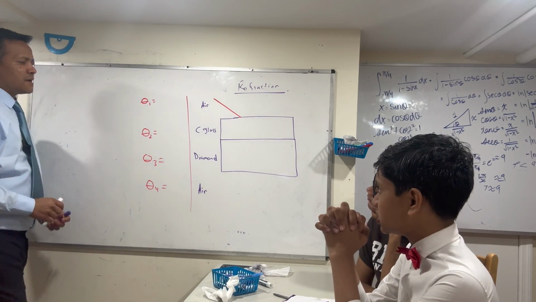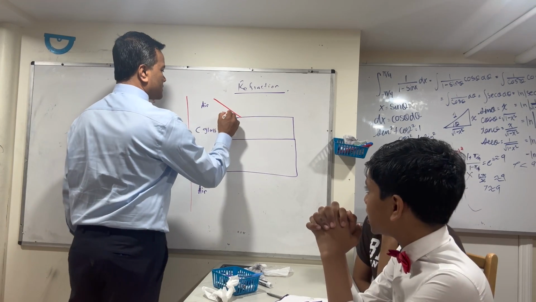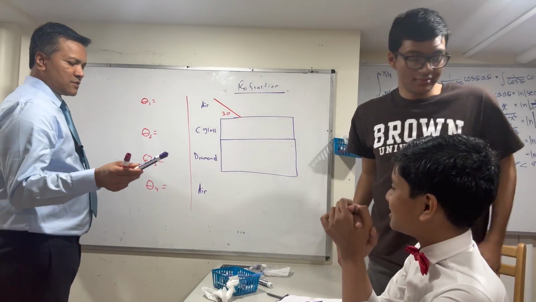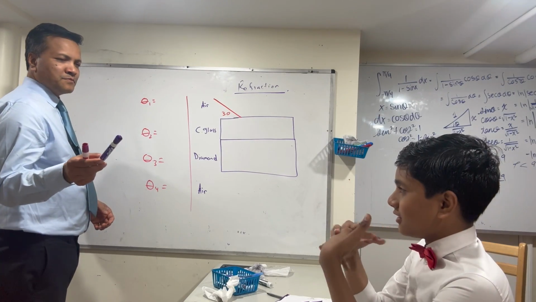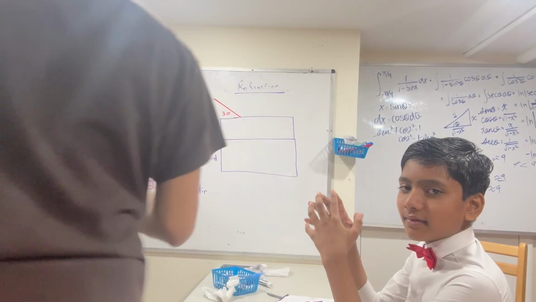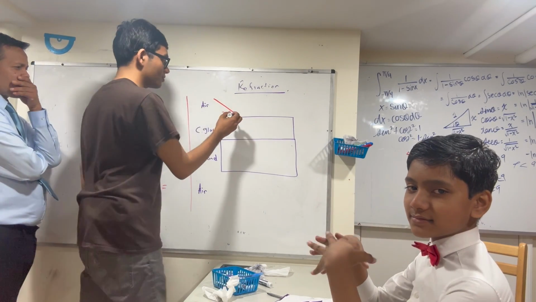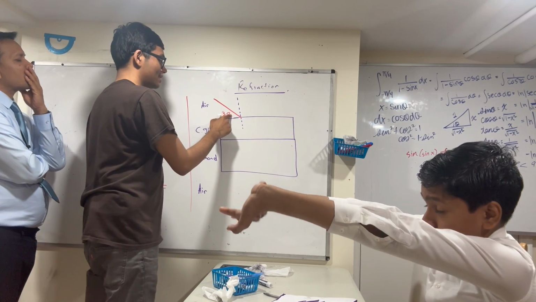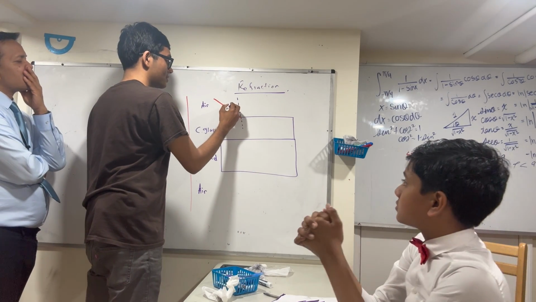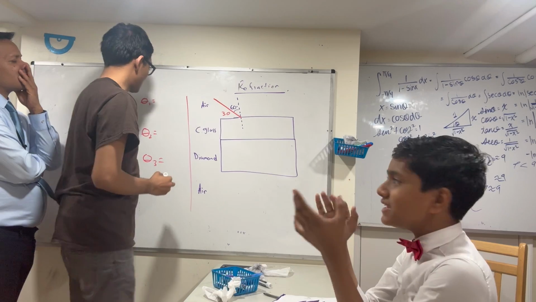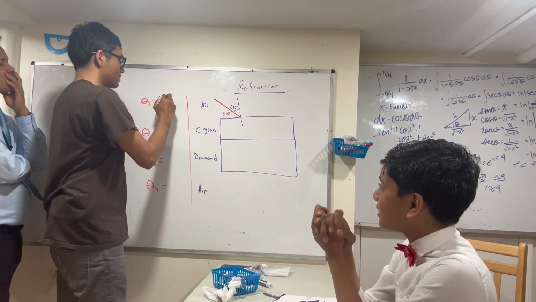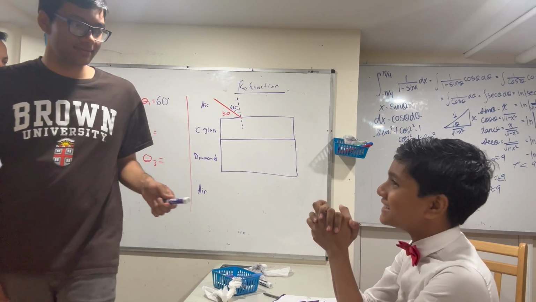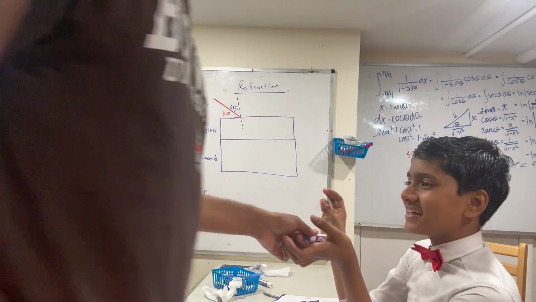Brown, can you come and construct theta 1? Okay, so draw the normal line. This angle is 30, then this angle is 60 degrees. So that means the angle of incidence for the first interface is 60 degrees. Okay, NYU, can you come construct theta 2?